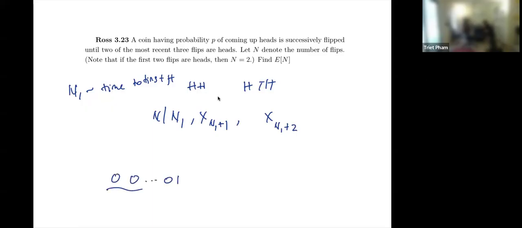So we know that we got a 1 here, that's the first head. And now we want to see what happens in the next 2 slots. So here's the thing: if the next one is 1, then it doesn't matter what the one after it is. Then this will be N1 plus 1. Agree?